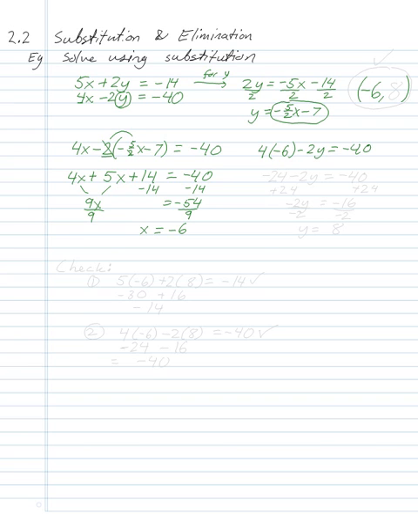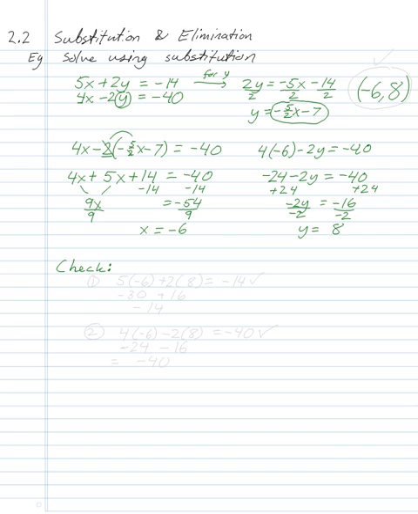And now we need to solve for y. So if I multiply this out, I see negative 24 minus 2y equals negative 40. If I add 24 to both sides, I see that negative 2y equals negative 16. And if I divide both sides by negative 2, I see that y equals 8. So our solution point, negative 6, 8. And we always want to verify that we did everything right. If I plug negative 6, 8 back into either equation, I should come up with a valid equality.